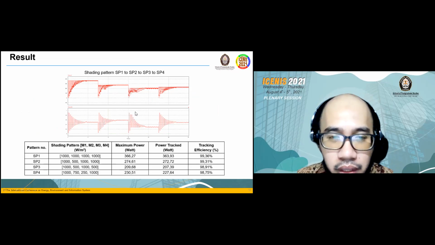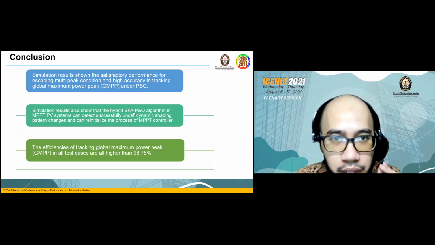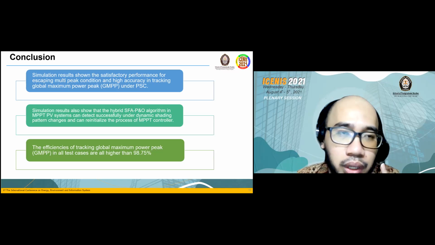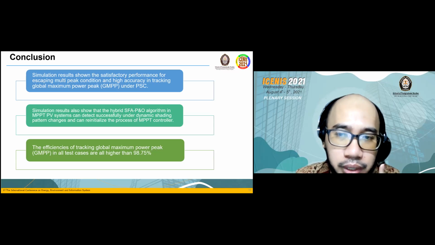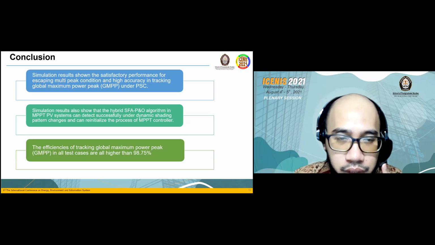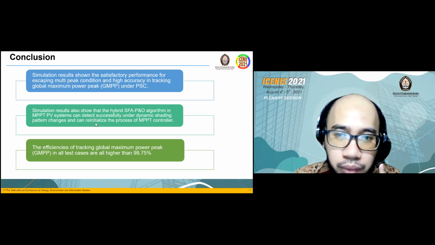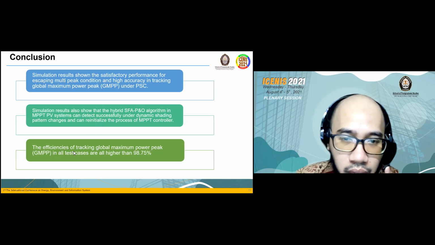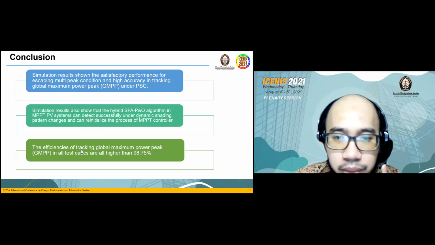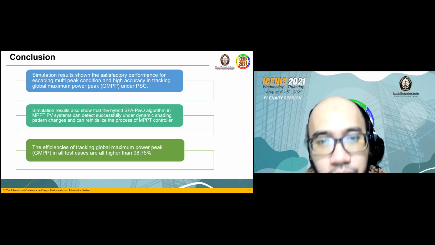This is the last result of my paper, and the conclusion is: simulation results show satisfactory performance for escaping multi-peak conditions and high accuracy in tracking the global maximum power peak under partial shading conditions. Simulation results also show that the hybrid P&O algorithm in MPPT can still detect successfully under dynamic shading pattern changes and can be realized on a PV controller. The efficiency of tracking the global maximum power peak is on all scales higher than 98.75%. Thank you.